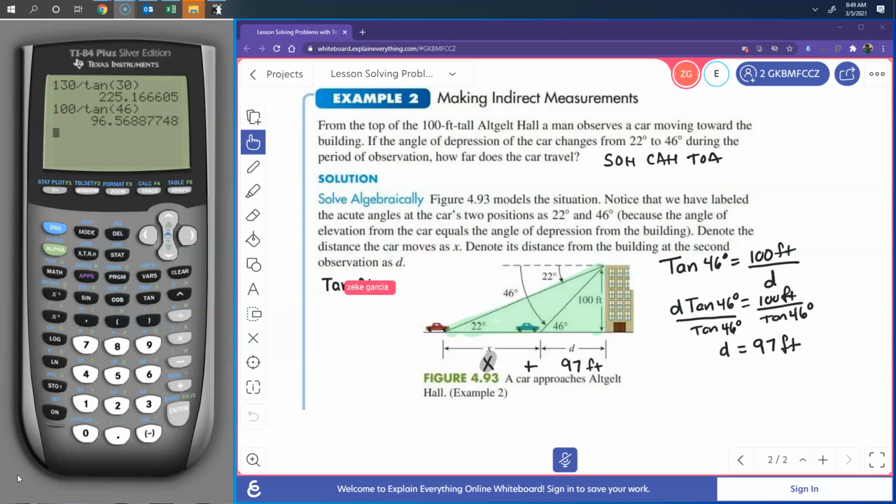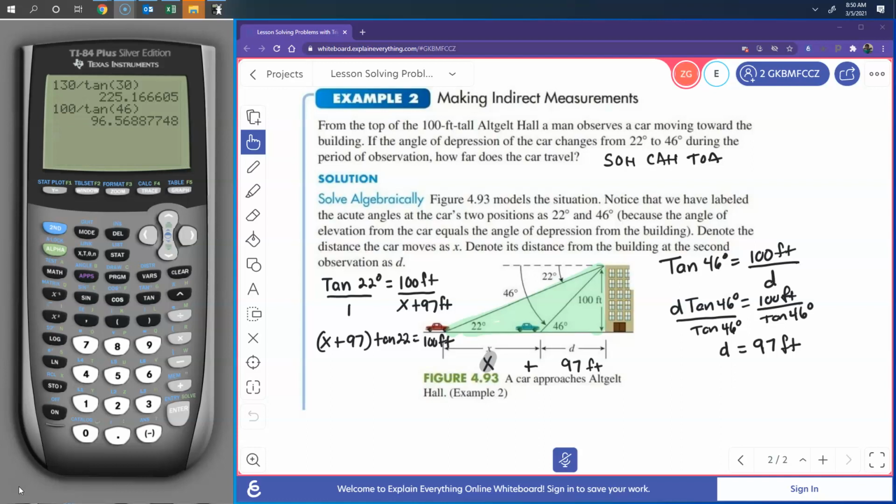of 22 degrees equals opposite, which is still 100. But now it's going to be x plus 97. Okay. So we're going to go ahead and cross multiply. We're going to make this into a fraction. So we have x plus 97 feet times the tangent of 22 is equal to 100 feet.